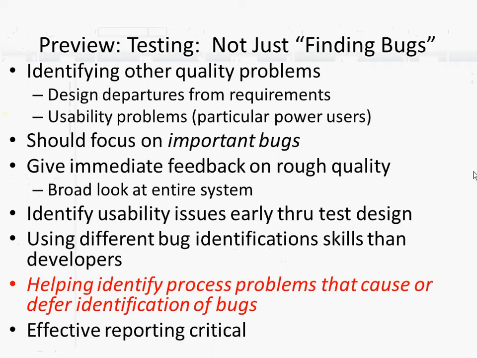Ladies and gentlemen, testing is not just about finding bugs, finding defects. It serves many purposes. Identifying other quality problems. Give me an example of a quality problem that's not per se a bug, but is something that you want to deal with often. What's not a bug, but it's an issue with quality, value delivery?